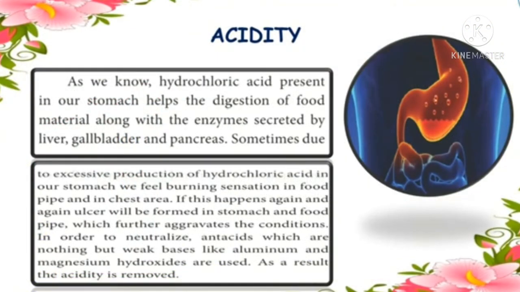Acidity. As we know, hydrochloric acid present in our stomach helps the digestion of food material along with enzymes secreted by the liver, gallbladder and pancreas. Sometimes, due to excessive production of hydrochloric acid in our stomach, we feel a burning sensation in the food pipe and in the chest area. If this happens again and again, ulcers will form in the stomach and food pipe, which further aggravates the condition. In order to neutralize it, antacids, which are nothing but weak bases like aluminium and magnesium hydroxide, are used. As a result, the acidity is removed.